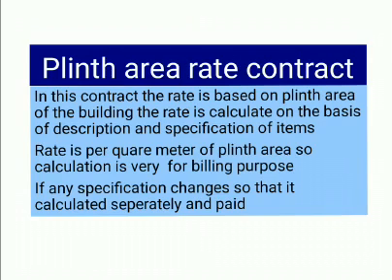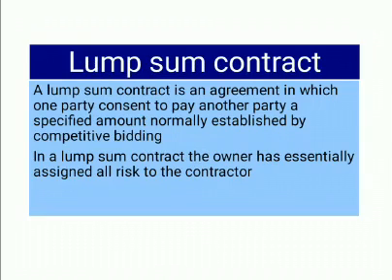Now next, lump sum contract. The fifth type of contract is lump sum contract. A lump sum contract is an agreement in which one party consents to pay another party a specified amount, normally established by competitive bidding. Generally, this type of contract is used for small projects. There is a huge chance of loss and more profit in this type of contract.